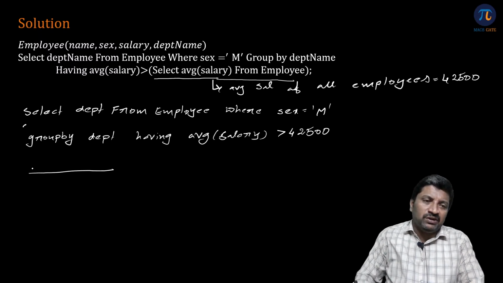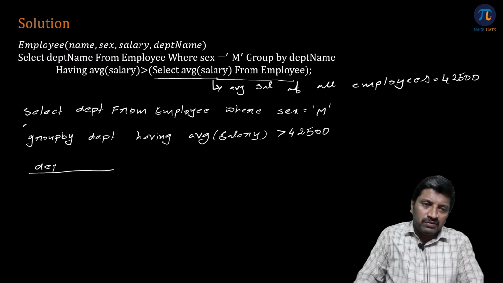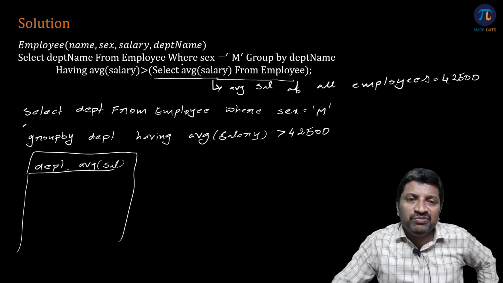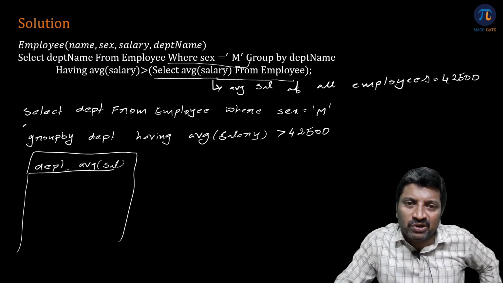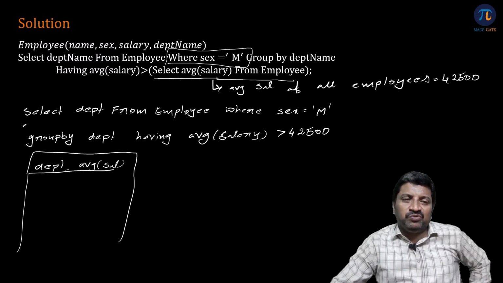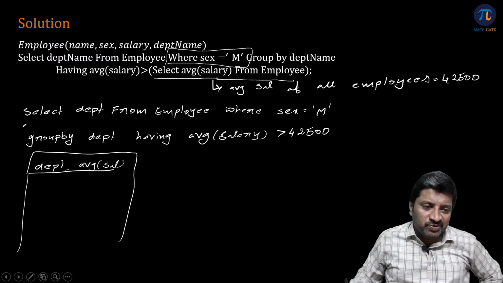So what does it mean? In our answer, you will get department, average of salary. But these details are only for male employees. You are not considering all the employees. Before applying group by, you asked all the female employees to leave the hall. So they left, and you are considering only male employees.